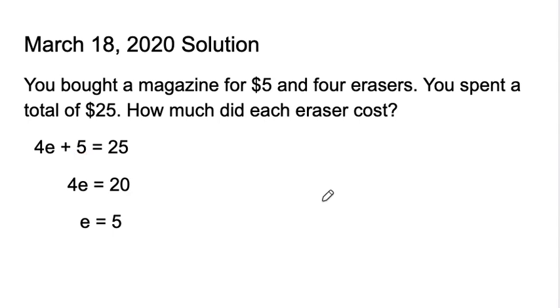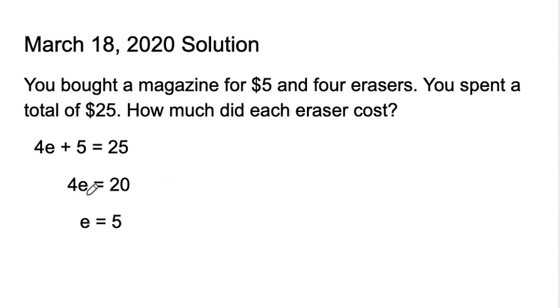It doesn't have anything associated with it. There's no variables. So I take that, I subtract that from both sides, and that gives me, these two cancel out, and that leaves me with 4e equals 20. So I added and subtracted what I could.